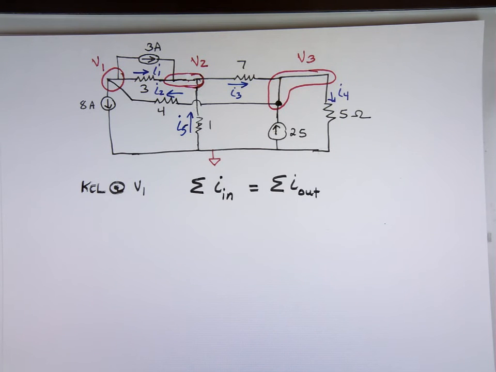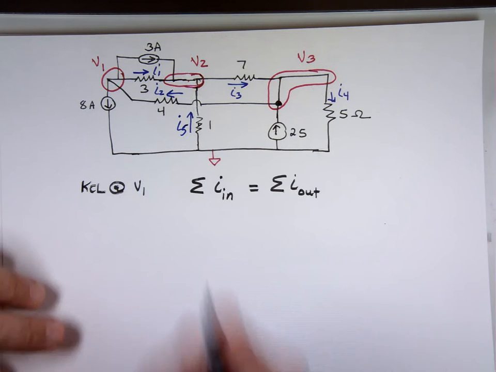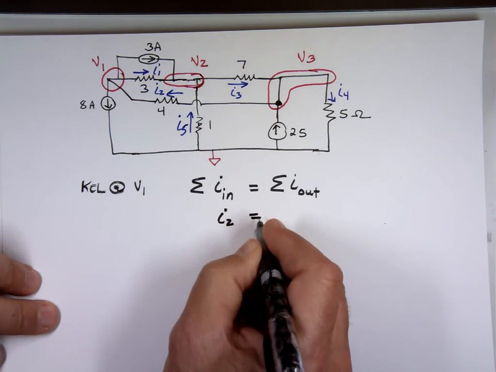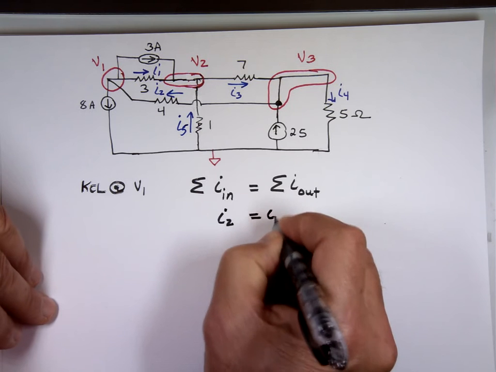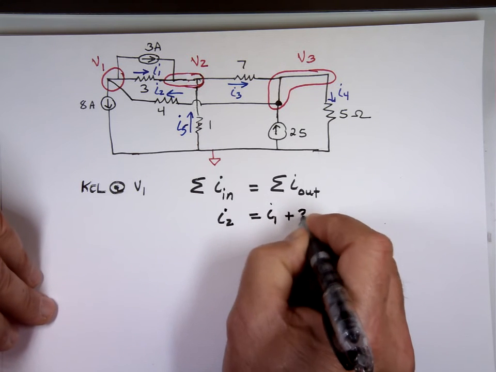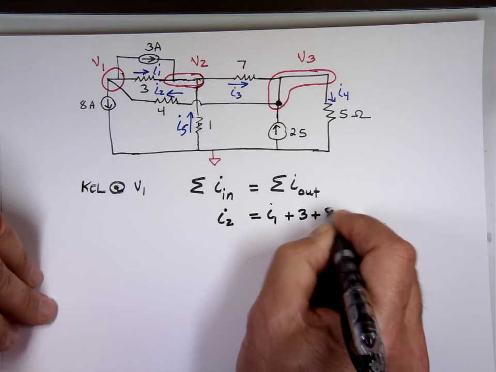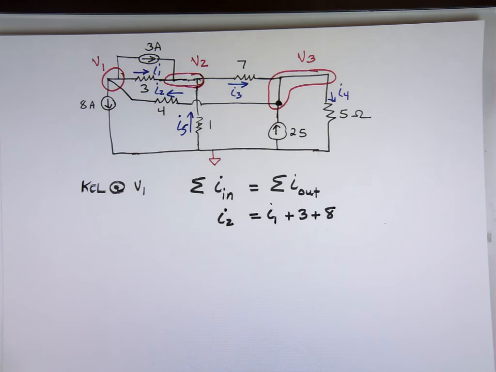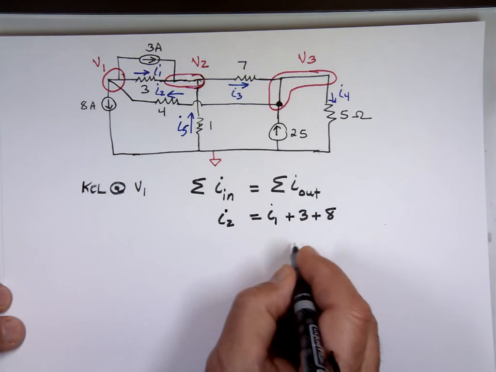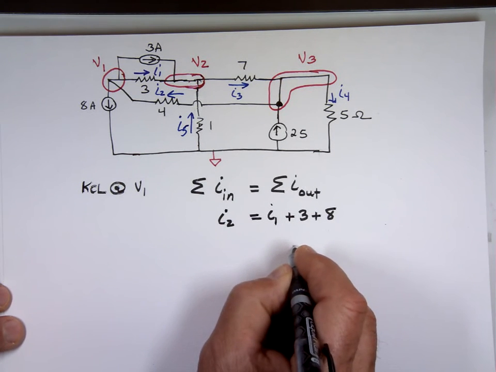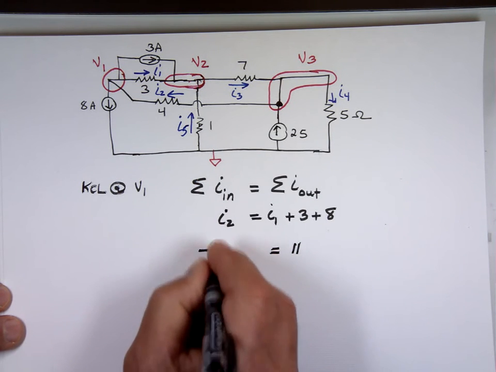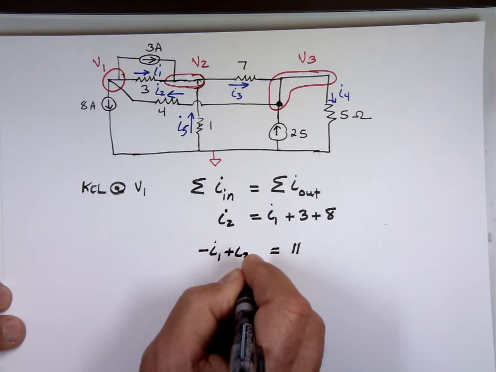Okay, what is going to that node? Look closely. What do you see going to it? I2 is the only thing I see going to it. What is coming out of that node? I1 and 8 amps. What else? 8 amps. There's the 3 here and the 8 here and this one. So if I clean that, what's 3 plus 8? 11. Negative I sub 1 plus I sub 2. That's the first equation.